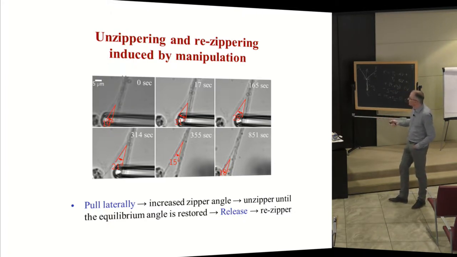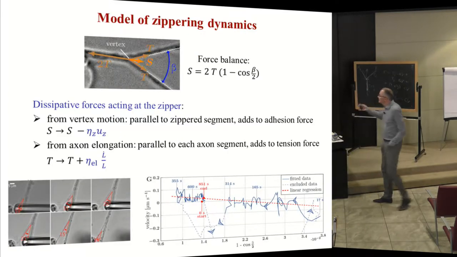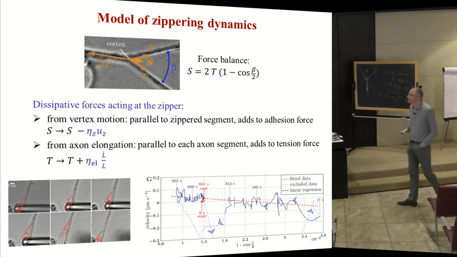And the angle, okay, so you can think of it in terms of the previous scheme as there was some equilibrium angle value, then we changed it to a bigger one, so now the vertex is unhappy and tries to restore the small angle, which was the equilibrium, so it runs up, decreasing the angle, and when we release it, okay, it then comes back and restores the original angle, okay, so it fits with this sort of simple force balance condition that I was showing before. And so we developed a model of the dynamics now, okay, of zippering, not just a static condition.